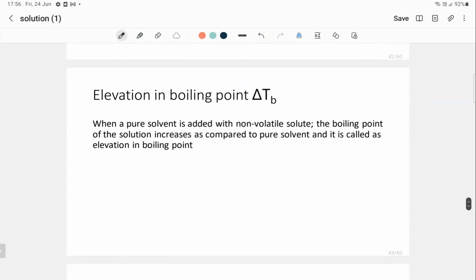Okay. Next one, elevation of boiling point. So you will have the problems. Okay. So far you understood. Now I'll say an important thing. You are writing your notes.